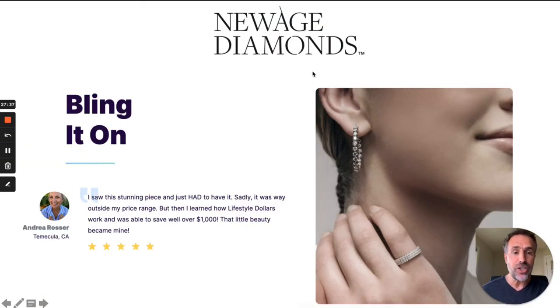You also have NewAge Diamonds. These are real diamonds that you can save money on, and it's typically 50% savings on diamonds.